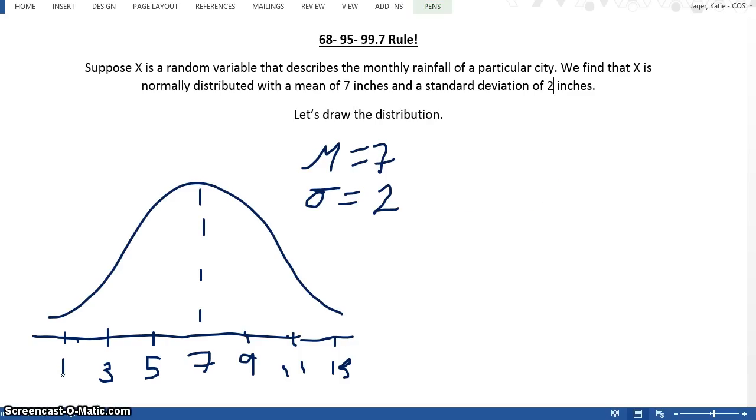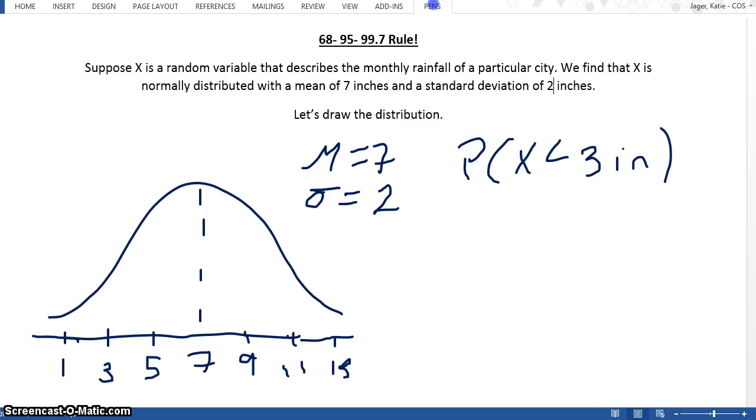Good. And so here we have a normal distribution with our 3 standard deviations. Again, 1 standard deviation away from the mean has 68% of the data, 2 standard deviations have 95% of the data, and almost all the data, or 99.7% of our data, is within 3 standard deviations away from the mean. Let's suppose we wanted to find the probability of x being less than, let's say, 3 inches.